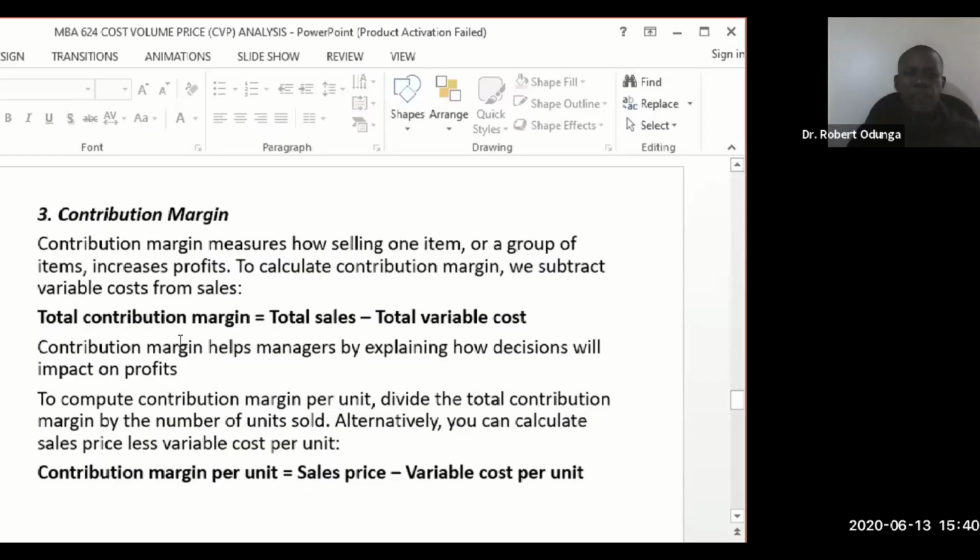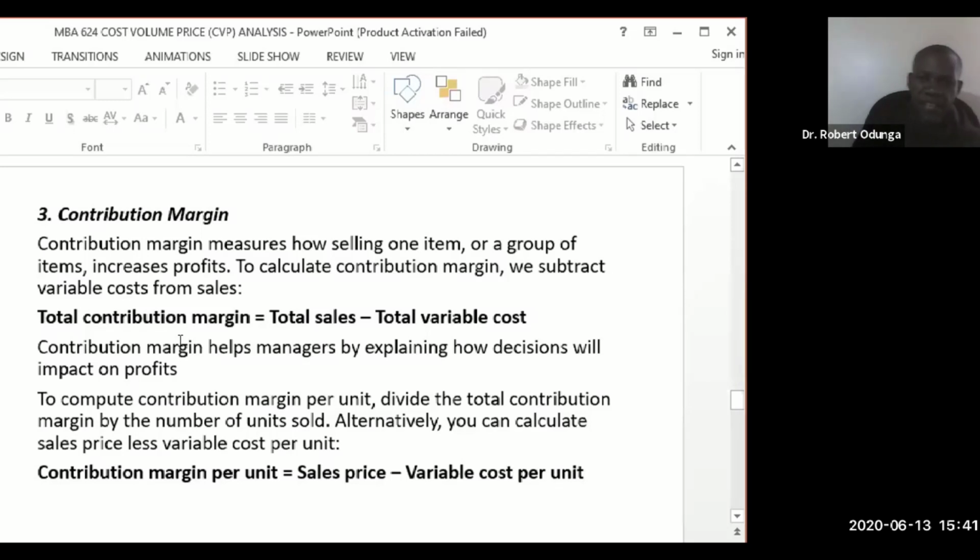Then we have contribution margin. Now, what is contribution margin? Contribution margin measures how selling one item or a group of items increases profits. To calculate contribution margin, we subtract variable costs from sales. So contribution margin is equal to sales minus variable cost.